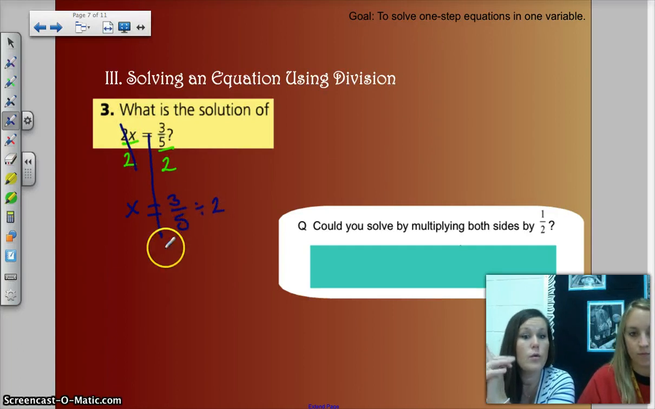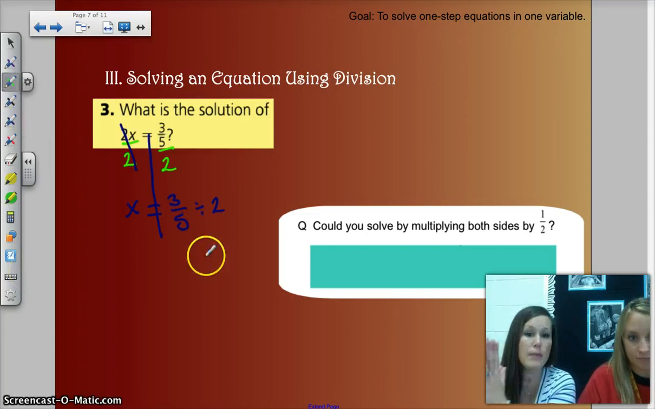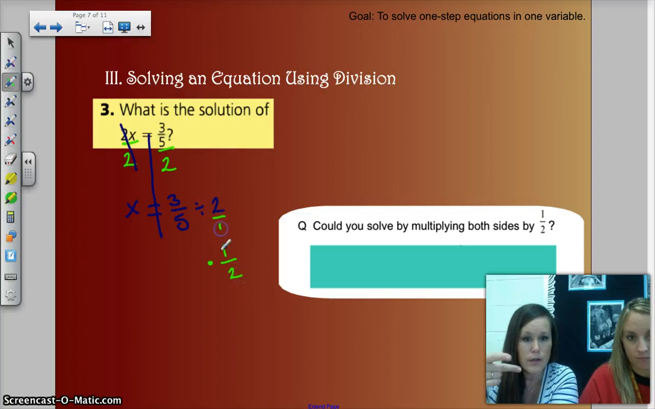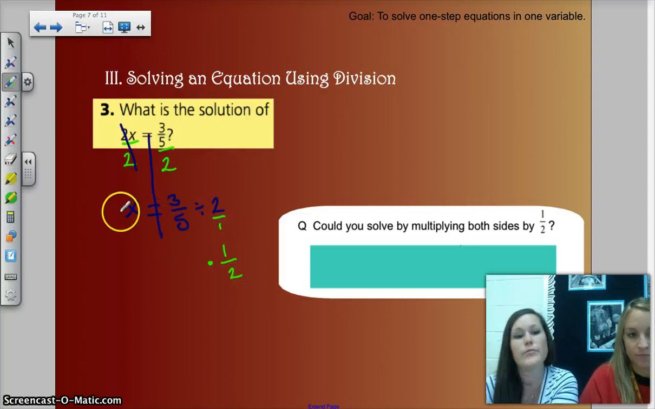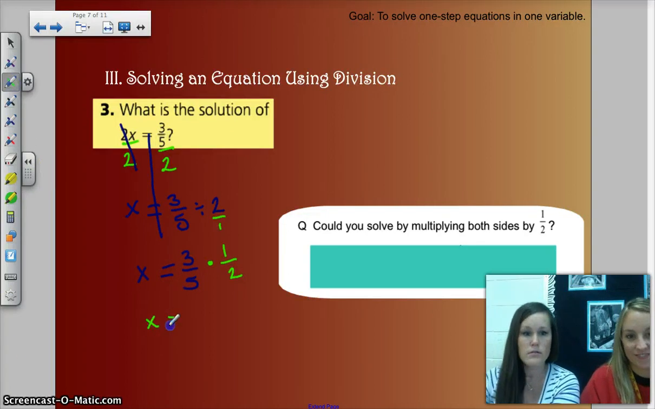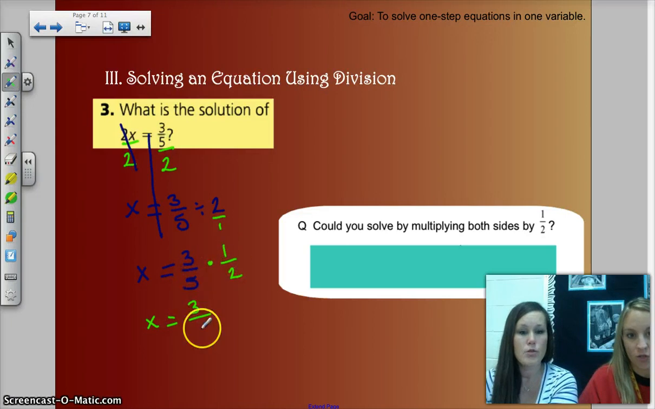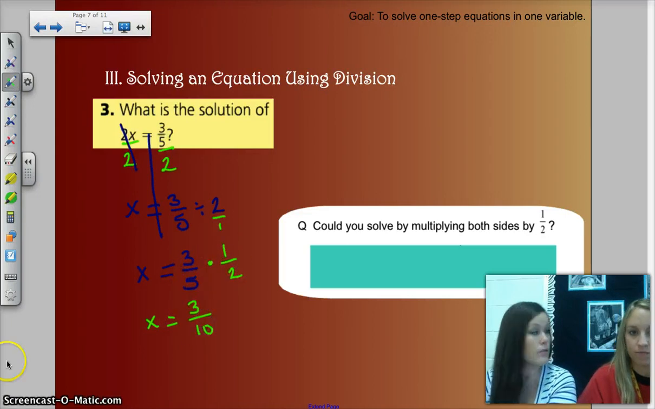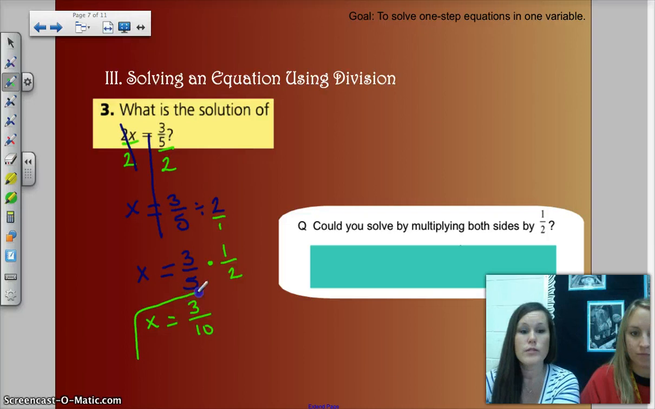So when dividing using fractions, you multiply by the reciprocal. The reciprocal of 2 is when it's flipped over, the inverse of that. So 3/5 times 1/2. Go back in time and remember 6th and 7th grade: multiply straight across. So 3 times 1 is 3, 5 times 2 is 10. Can I reduce that? Nope, because 3 is a prime number and it does not go into 10.